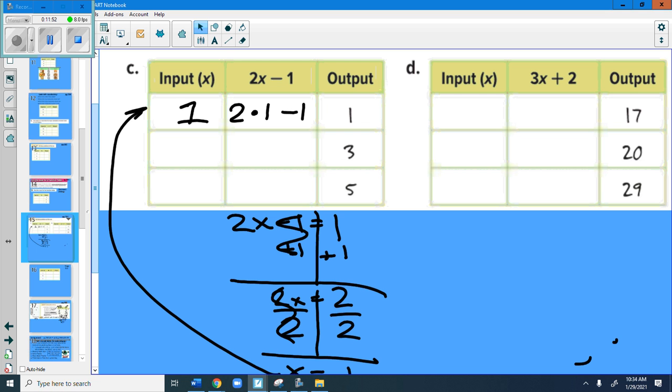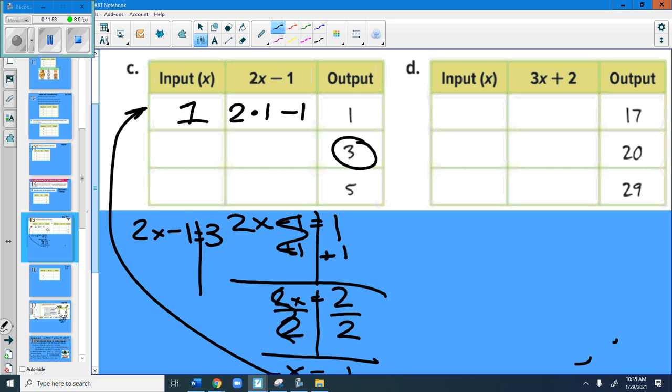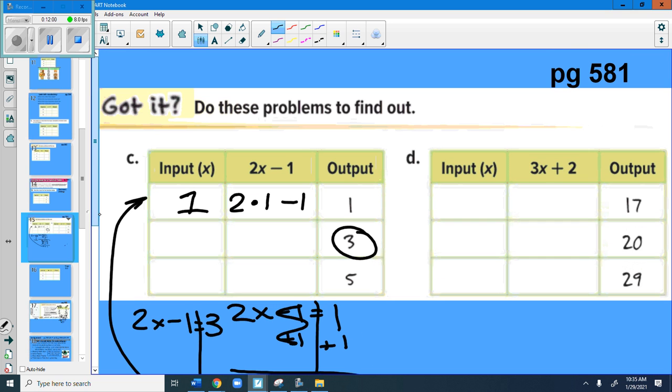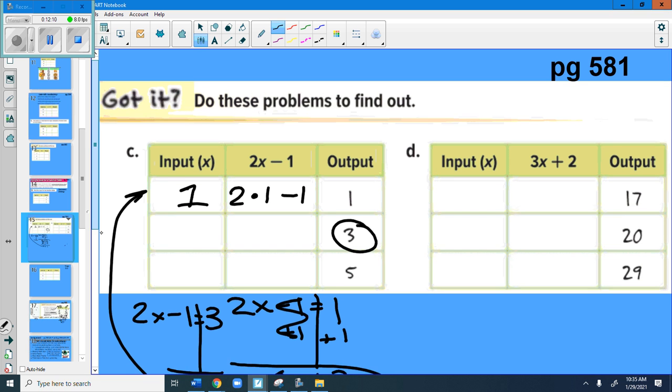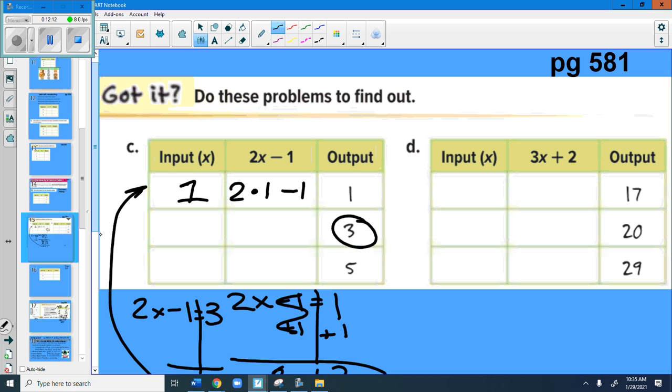Good. So the rule, 2x minus 1, and then equals your output 3, and then solve. Please go to page 581 and do C and D. I'm going to be walking around and checking them. Okay, finish C and you'll do D. The page number is in the top right if you missed it, 581.